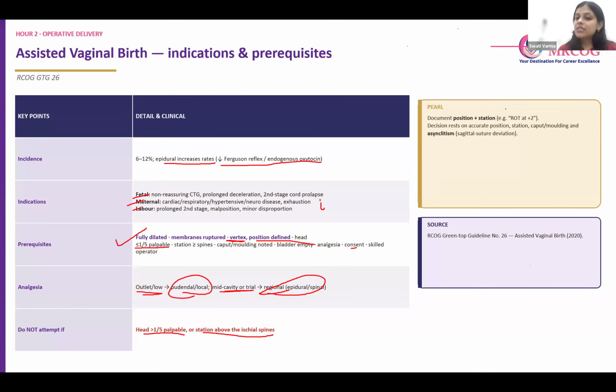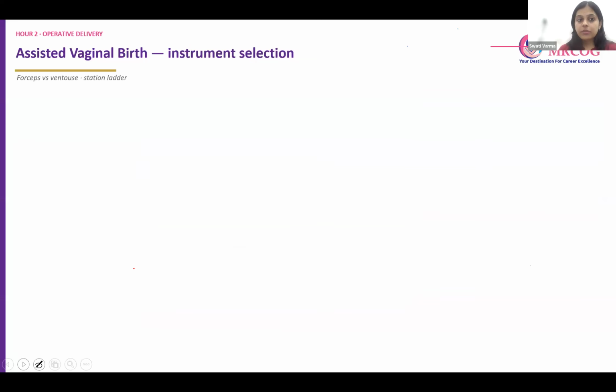Document position and station. Example, she is ROT at +2. Always check for this before going for instrumental delivery. Decision rests on accurate position, station, caput molding, and asynclitism, that is sagittal suture deviation. All these things need to be individually seen when opting for instrumental vaginal birth.